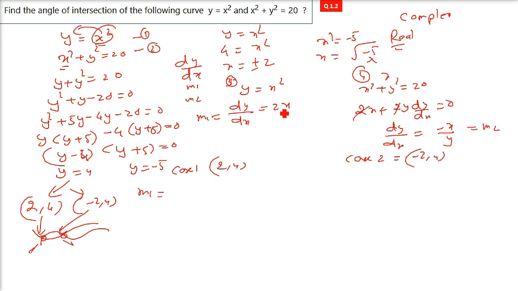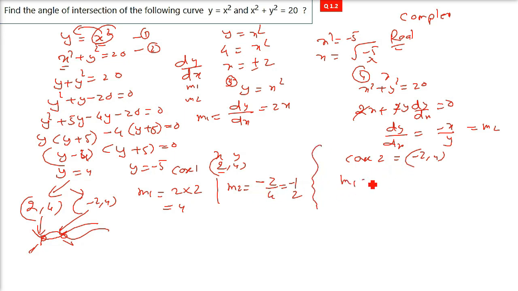So here m1 will be 2 into x, 2 into 2, that is 4. This is x and y. m1 is 4. What is m2? m2 will be negative x by y. So negative 2 by 4. It is minus half in this case. m1 is 4, m2 is minus half in the first case.